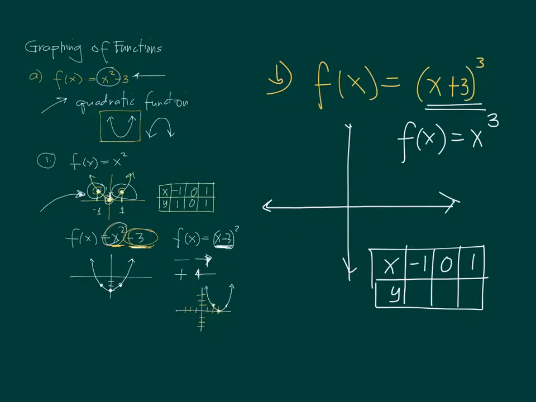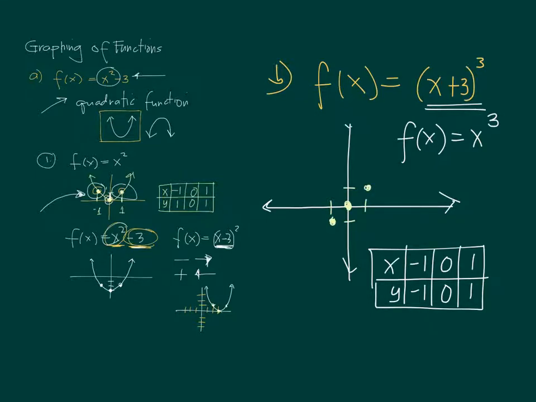So when you place -1 on x, -1 cubed is -1. Place a 0 on x, it's 0. If you place 1 on x, 1 cubed is 1. So that means you have these points: 0, 0. You also have -1 for x and -1 for y. Then you could also have 1 on x and 1 on y.